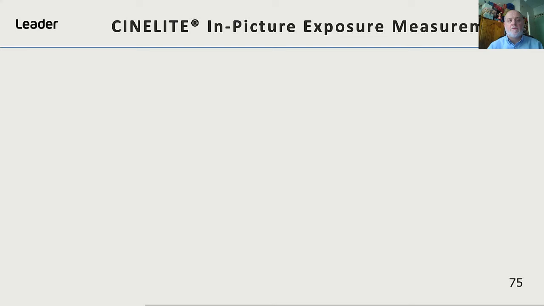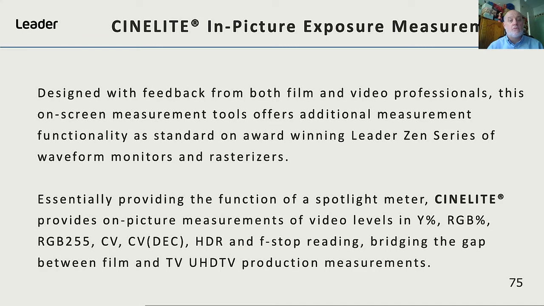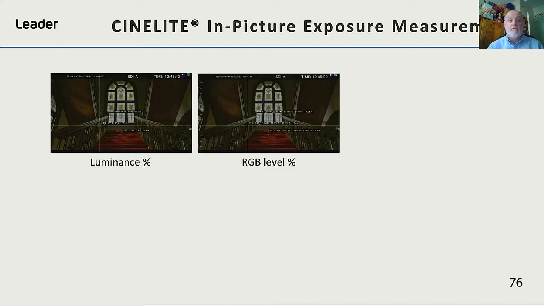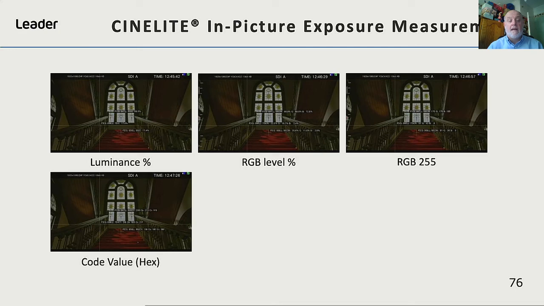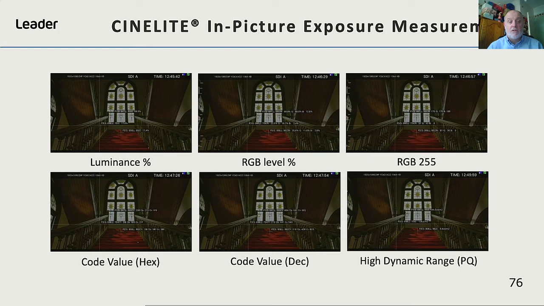LEADER has also developed some tools that simplify on-set production, and these have been developed in conjunction with both film and video professionals. The first of those is a tool called CINELITE, which is a built-in light meter or spot meter, and it provides measurements of the video levels for luminance, RGB value, RGB 255, code value in hex, code value in decimal, and high dynamic range.